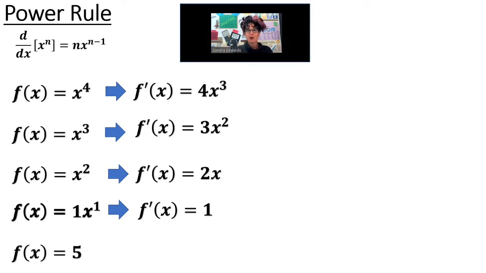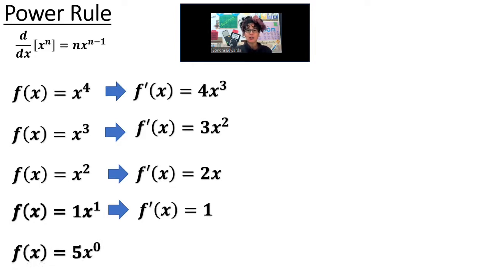All right, how about that one? Find the derivative of 5. If I find the derivative, I don't see the x, but it's there. It's x to the 0 power. x to the 0 power is 1, and 1 times 5, I'm right back to 5.